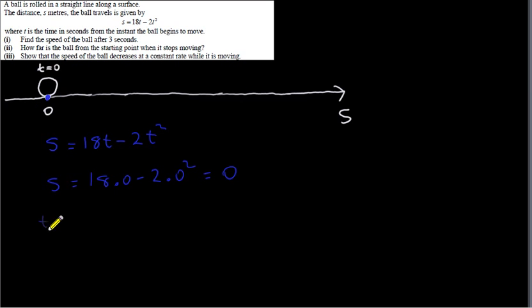Say when t equals 10, we could get s. It's 18 times 10 minus 2 times 10 squared. That's 180 minus 2 times 100, 200. That's minus 20 meters. So at 10 seconds the ball is somewhere over here. Its position is at minus 20 on our s-axis.